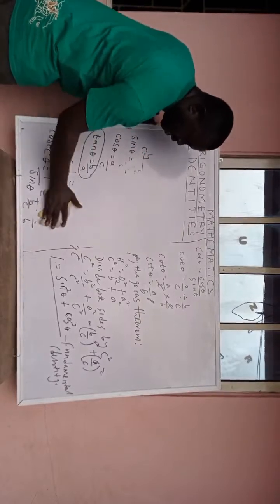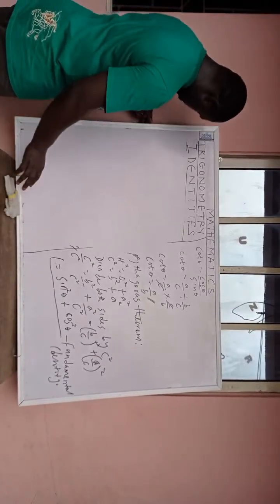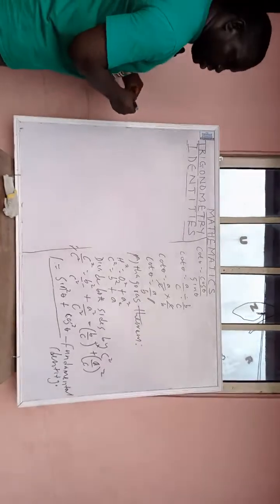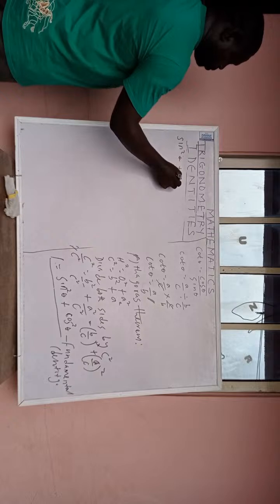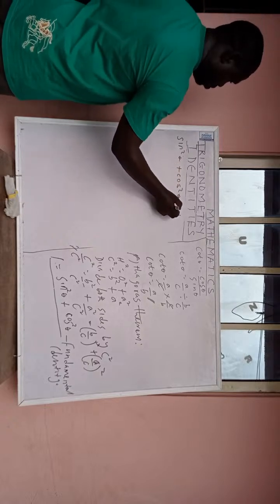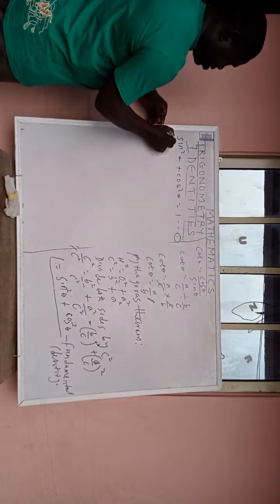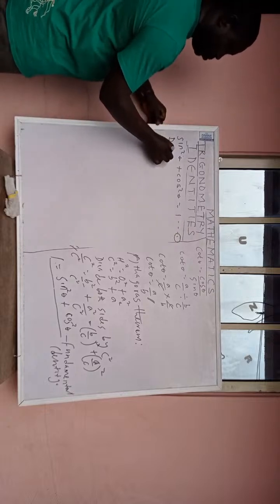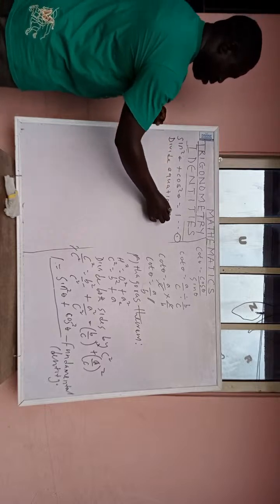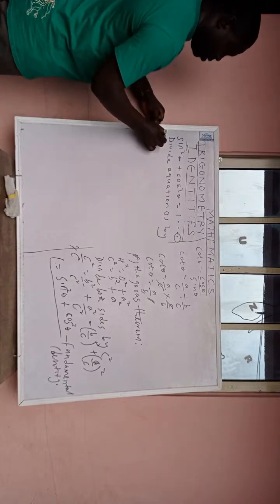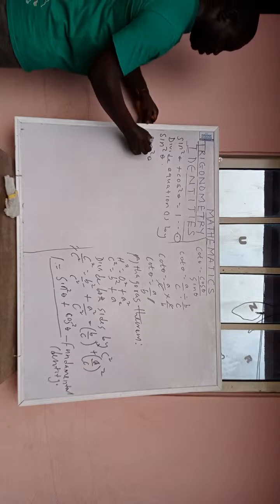We can get further identities from the fundamental identity. For example, we say that sine squared theta plus cos squared theta is equal to 1, and I'm calling that my equation 1. So I can say, divide equation 1 by sine squared theta. So I'm going to have this.